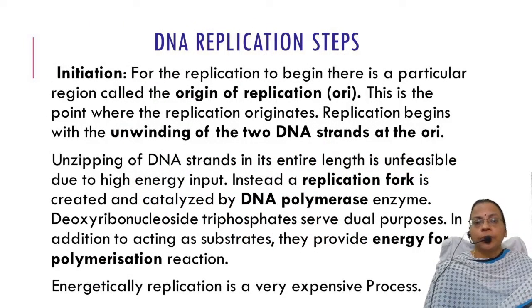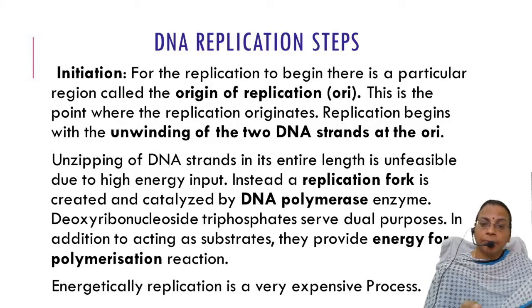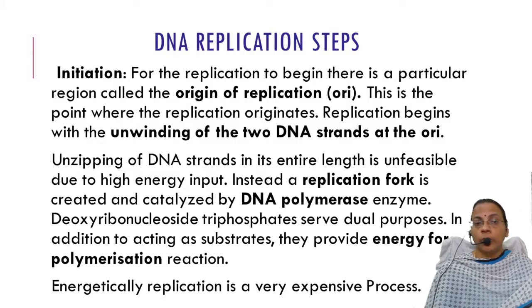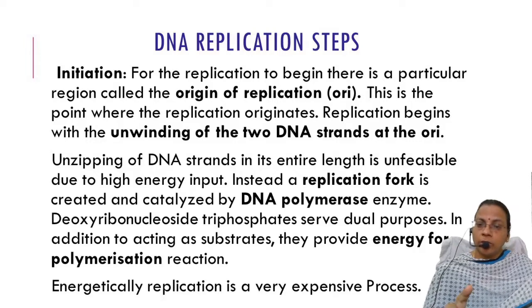Already I said there is a particular site for replication. In eukaryotes, that site is called the ORI, where the replication takes place. Eukaryotic DNA is linear, not circular, a rod-like structure, so it has open ends on both sides. But the length of the DNA is very high. In human beings it can reach up to 2.2 meters.